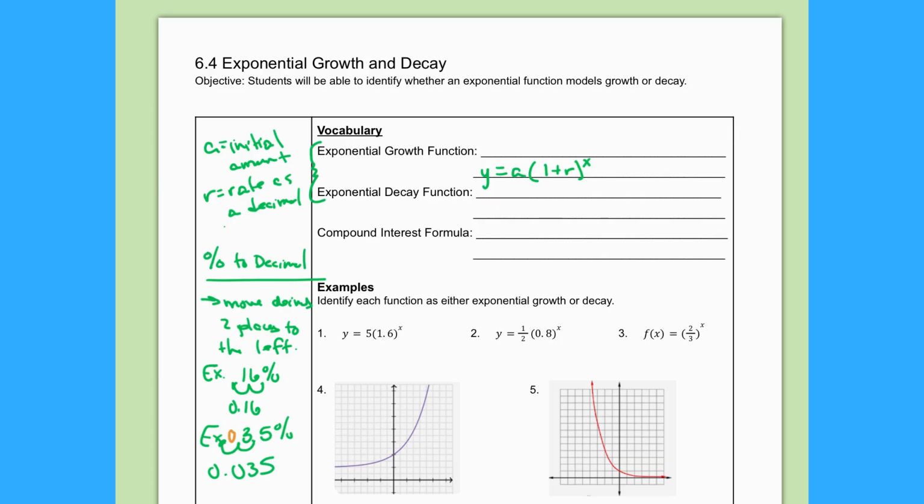And then the x equals, not really years. Sometimes it's years. It's not always years. So the x equals the time. How long is this going to be happening for? Then exponential decay is very similar, except it's 1 minus the rate.